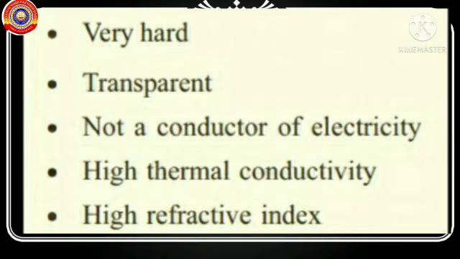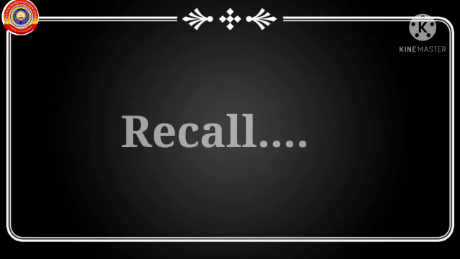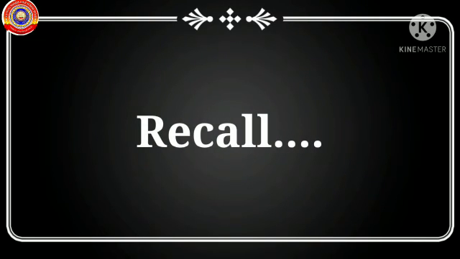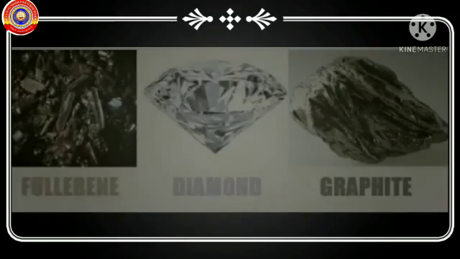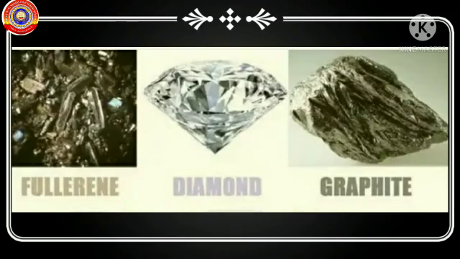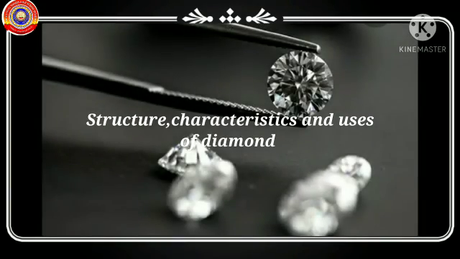Alright students, so this is the time to end today's class. What all things did we learn today? Today we discussed allotropes of carbon and the characteristic features and uses of diamond. Hope you understood the structure, characteristics and uses.